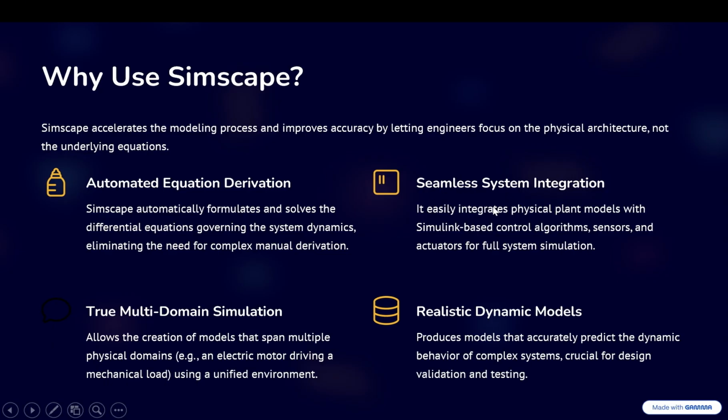The second is seamless system integration. Simscape works perfectly with Simulink, meaning you can connect your physical plant model directly with control algorithms, sensors, and also actuators in one environment. The third is that it supports multi-domain simulation. This means you can model systems that involve different physical domains, like an electric motor driving a mechanical load, all in one unified model.